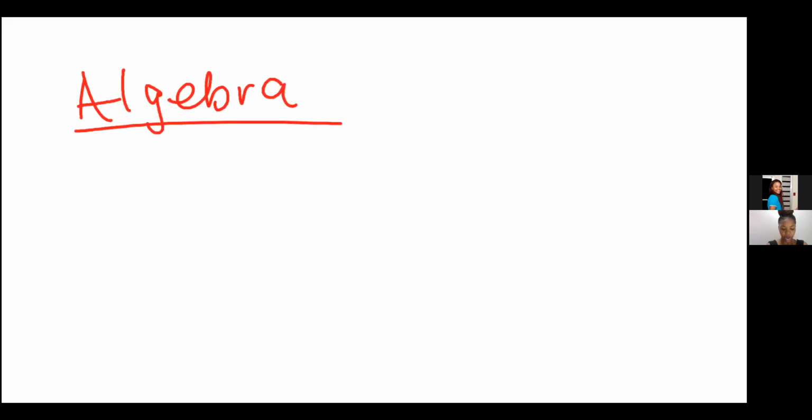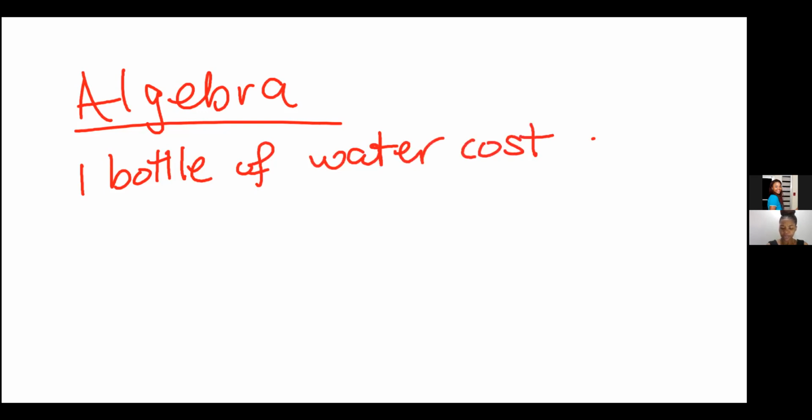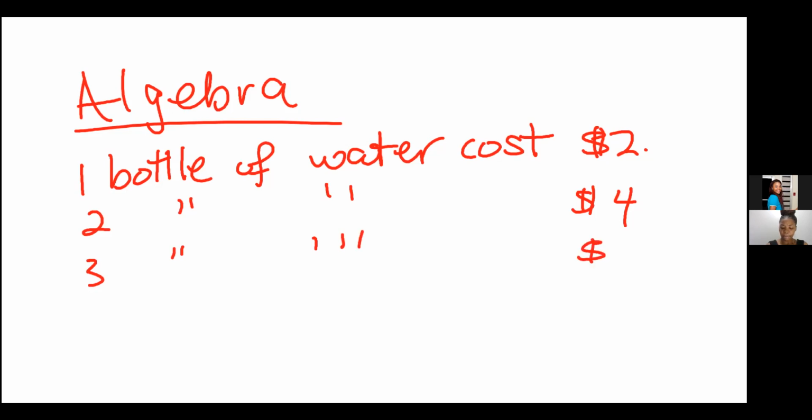So let's say we know that 1 bottle of water costs $2. 2 bottles of water cost $4. And 3 bottles of water will cost $6. Now, I can use algebra to work out how much 1,000 bottles will cost, right? So I can say, well, 2 bottles using algebra.